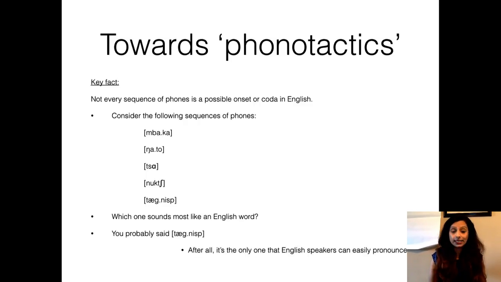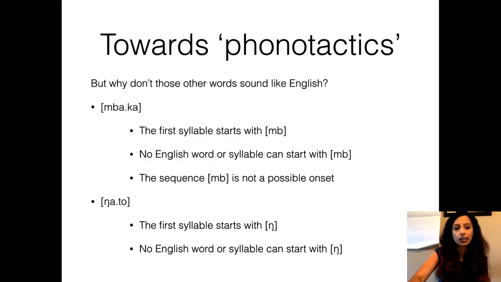You probably said tagnisp because this is the one where you have t in other words of English in the onset position, g as codas in other English words, n is a possible onset in other English words, and so p is a possible coda, given what you know about other words of English.